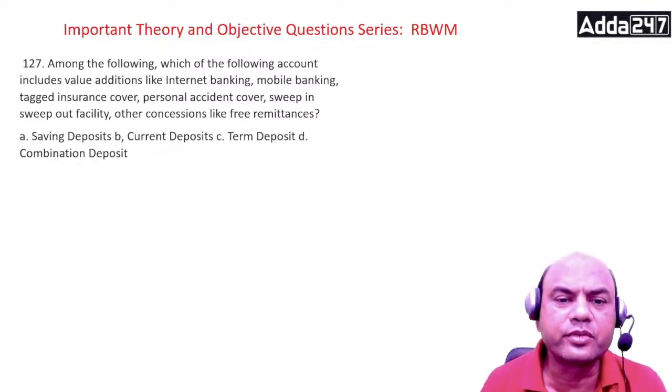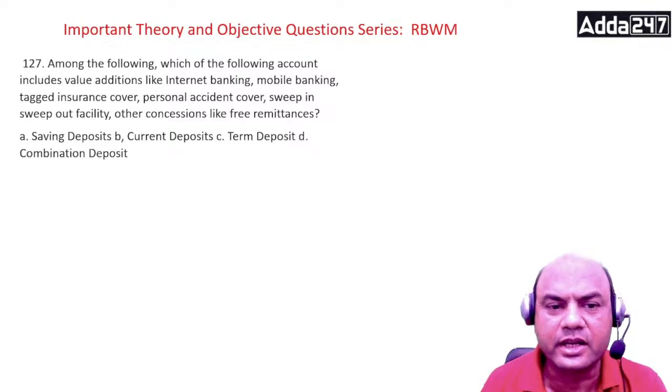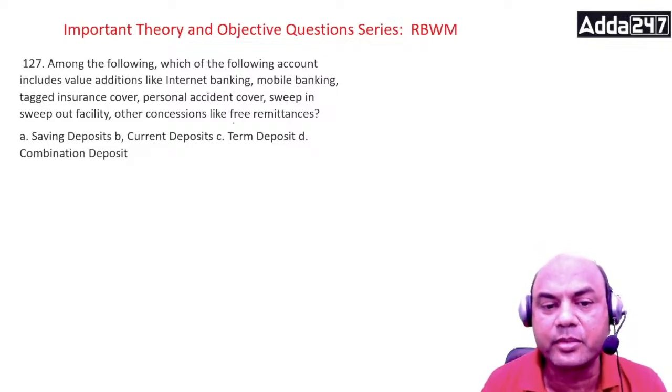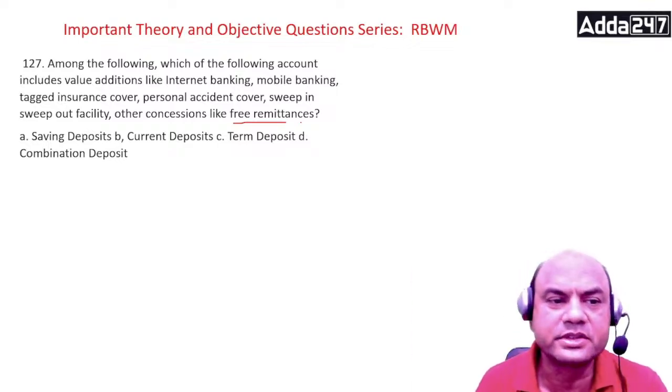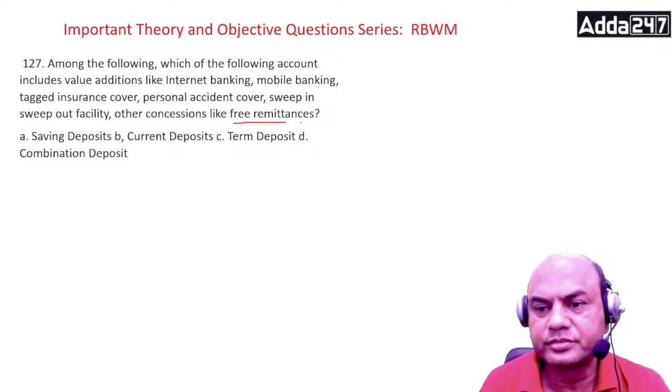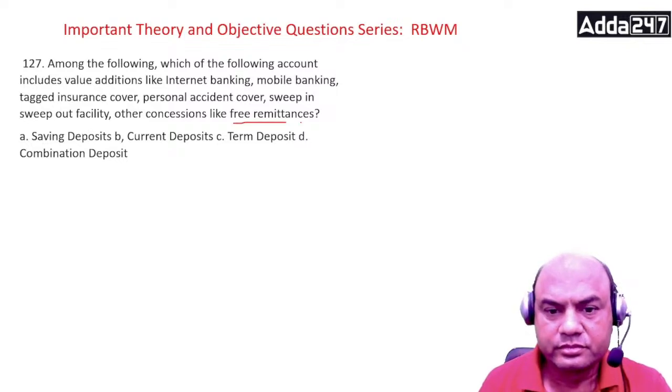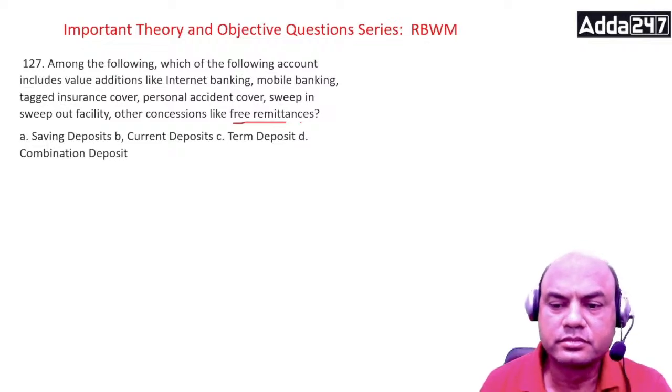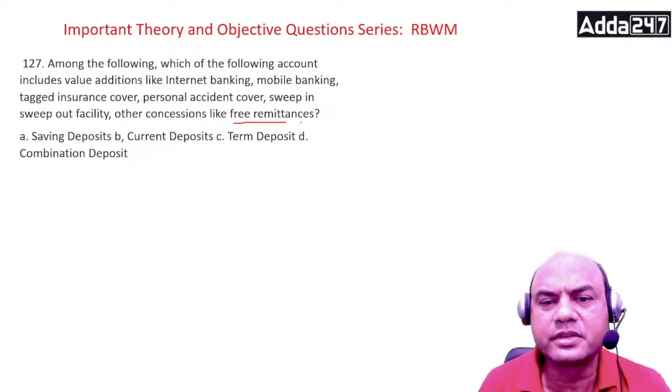Among the following, which of the following account includes value additions like internet banking, mobile banking, tagged insurance cover, personal accident cover, sweep in, sweep out facility, other concessions like free remittances? Savings, current, term, and combination deposits? Which of them will include? What is a combination deposit?